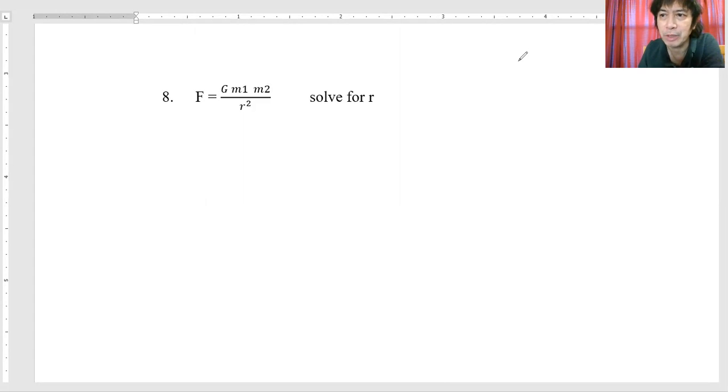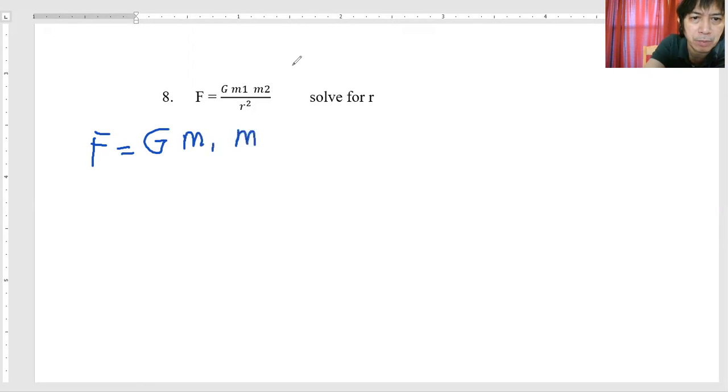So this will involve a square root, because r is squared. To neutralize the squared, you will have to use a square root. So this is what we need to do. Multiply both sides by r squared. Let's start from the given. We have F is equal to the gravitational constant, and then this is mass 1, mass 2, and this is r squared there. We're after the r. So let's isolate r right away by multiplying both sides by r squared.